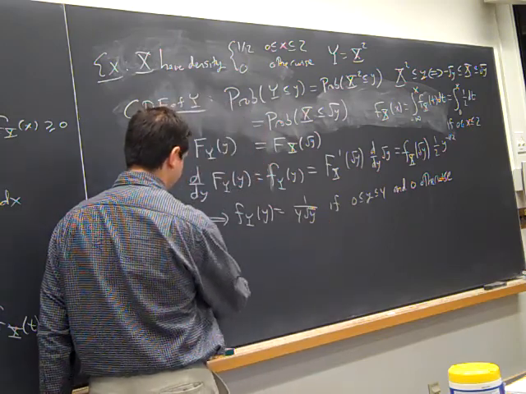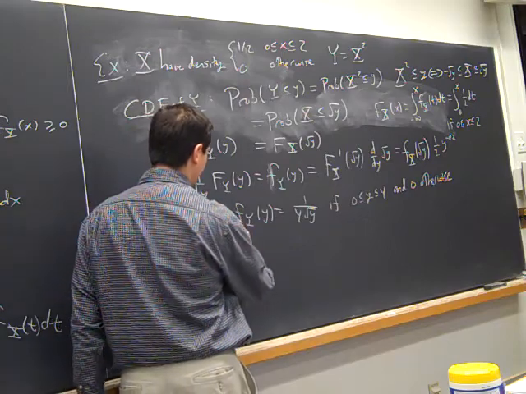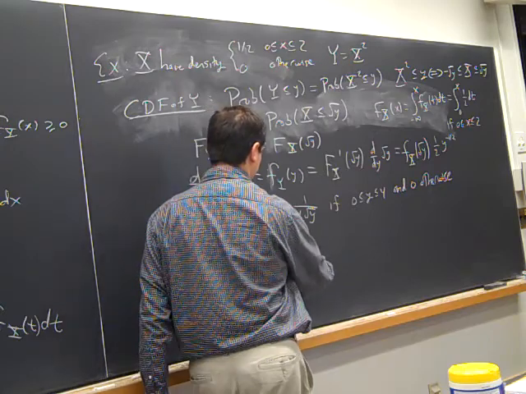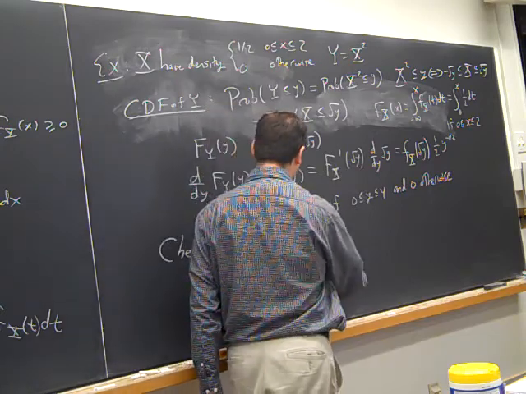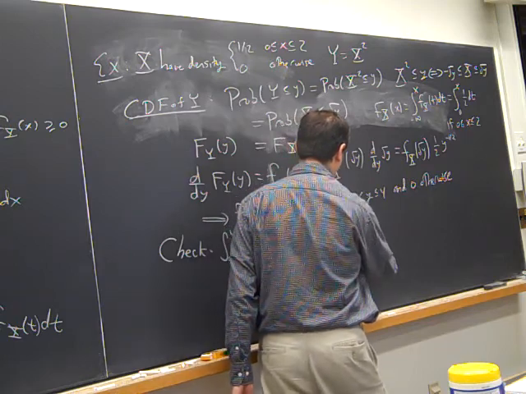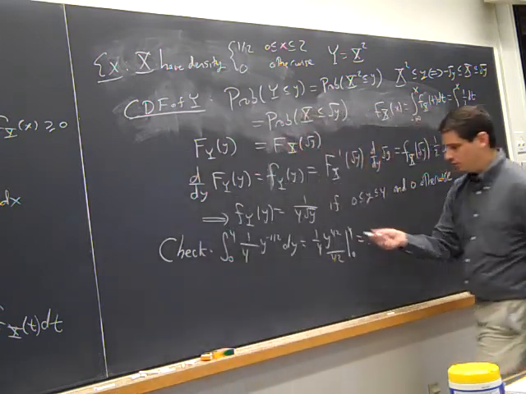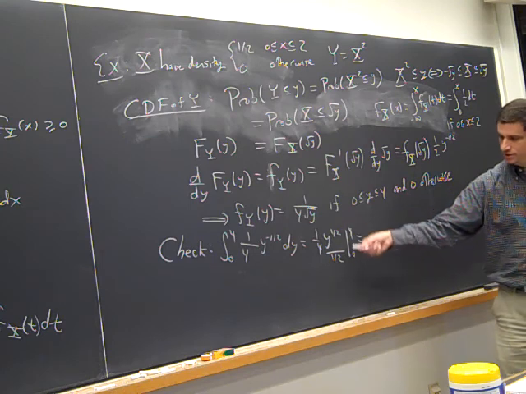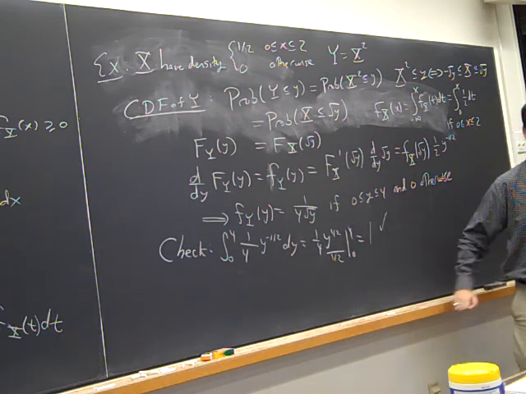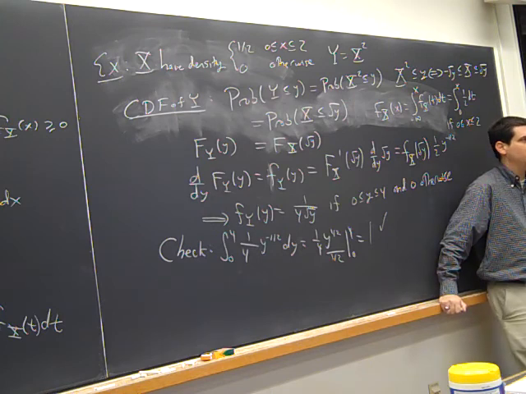So check. The integral from 0 to 4 of 1/4, I'm going to write it as y to the minus a half, is 1/4 y to the 1/2 divided by 1/2, evaluated at 0 and 4. 4 to the 1/2 is 2. 2 divided by 1/2 is 4, times 1/4 is 1. Okay, it does integrate to 1.